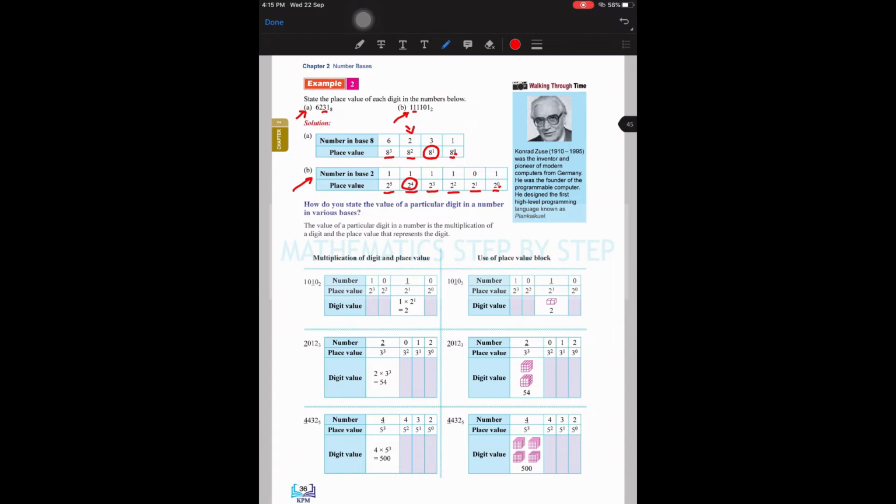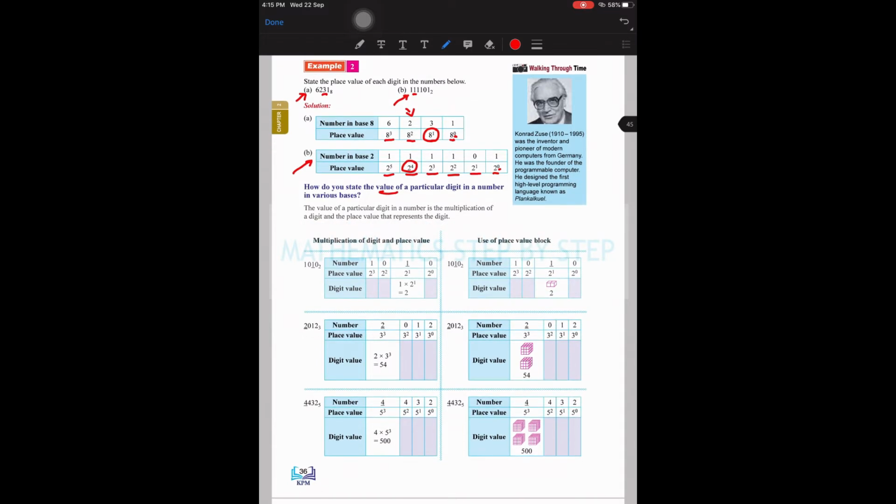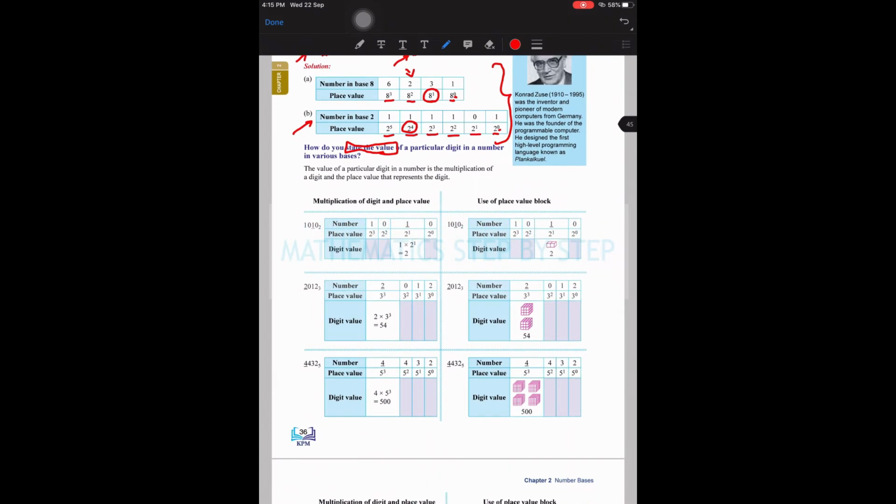So how do you state the value of a particular digit in a number in various bases? Just now we learned about place value. Now is state the value. It is different, okay? So now let us refer to this example. 1010 base 2. So this is the underlined digit. The place value is 2 to the power of 1, and the digit value will be 1 times 2 to the power of 1, which is 2.